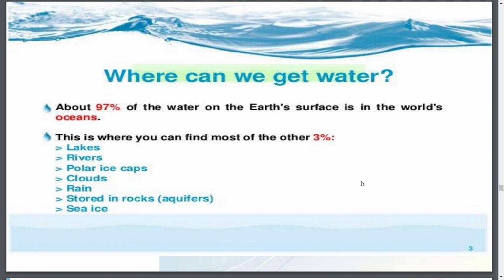Where can we get water? About 97% of the water on Earth's surface is in the world's oceans. The other 3% is in lakes, rivers, rain, polar ice caps, clouds, sea ice, and some is stored in rocks.